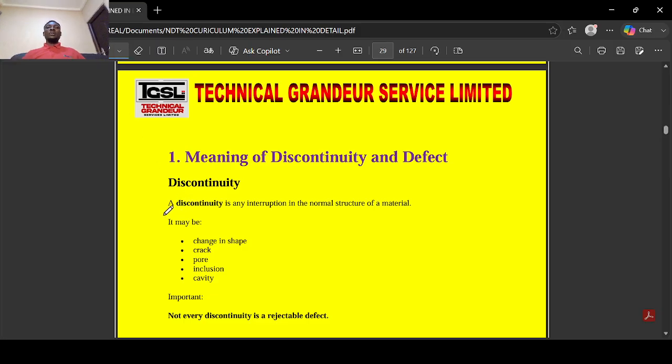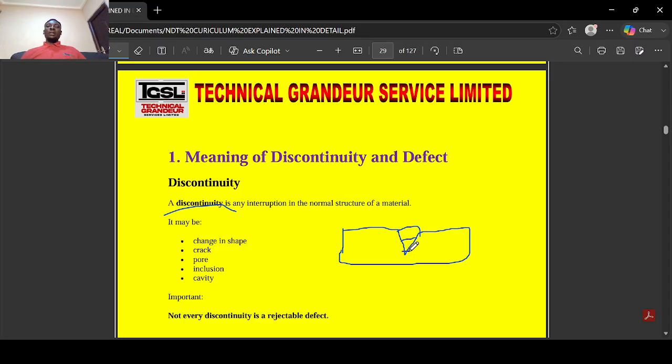A discontinuity is any interruption in the normal structure of a material. It's known as a discontinuity. Don't mind my drawing, but I want to sketch something here just to explain this discontinuity. Okay, these are our welded joints.